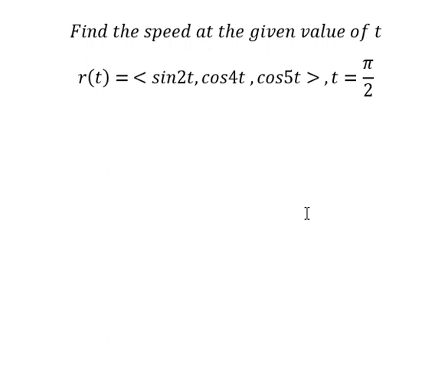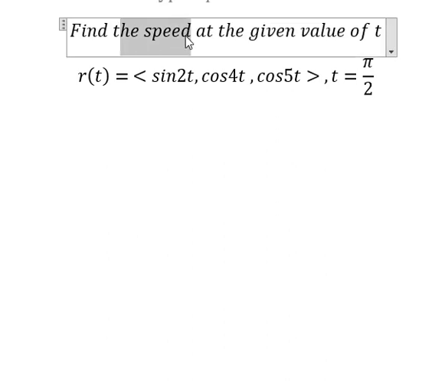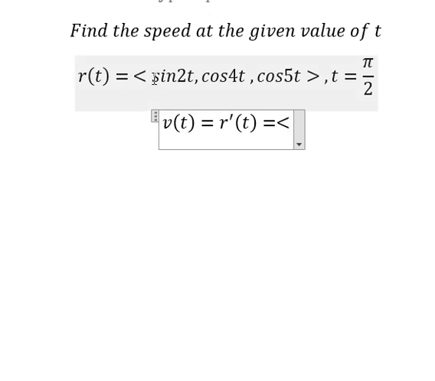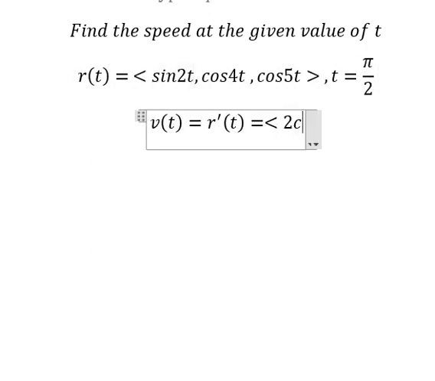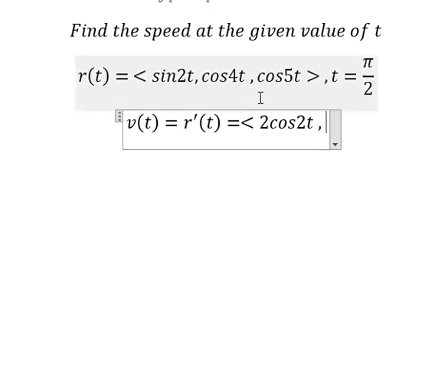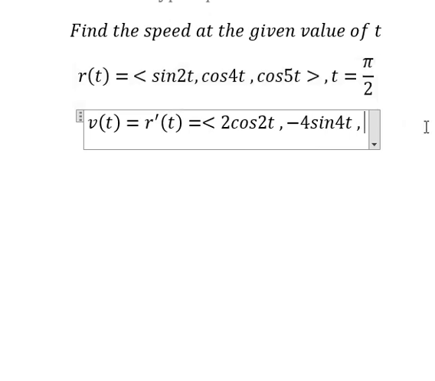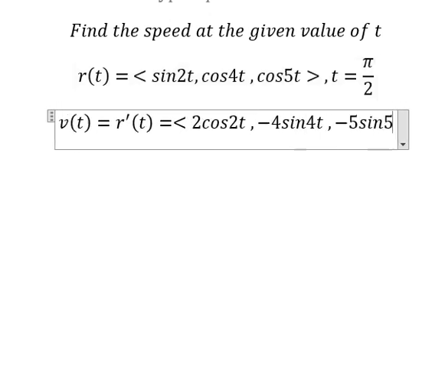So now I want to show you how to answer. If we want to find the speed, we need to find V(t). That means we need to do the first derivative of r(t). So this one we have 2 cos 5t. This one we have negative 4 sin 4t. This one we have negative 5 sin 5t.